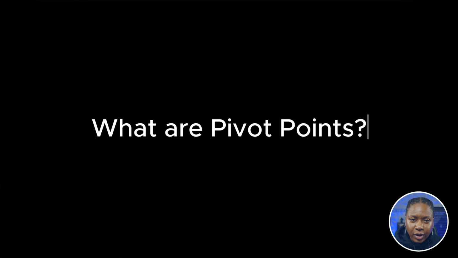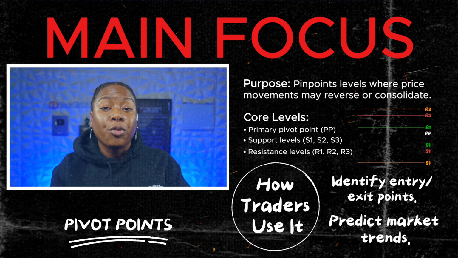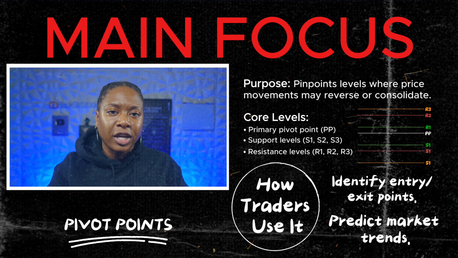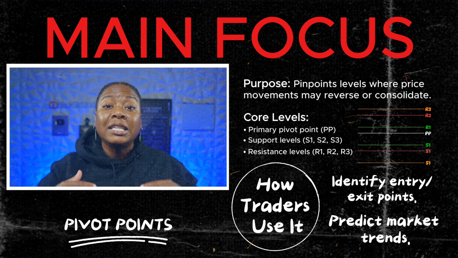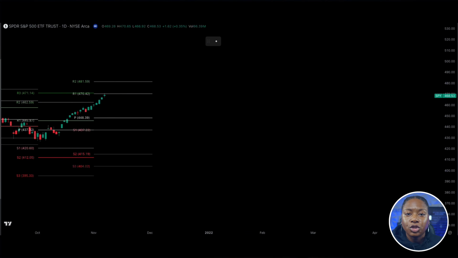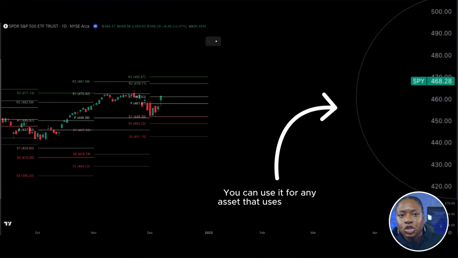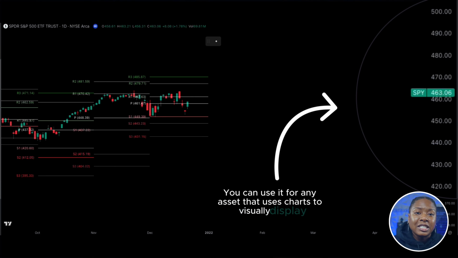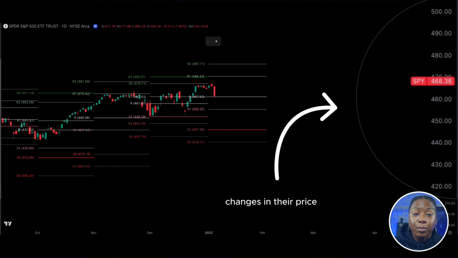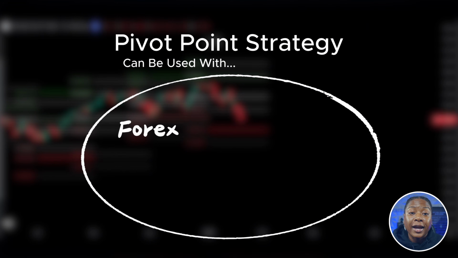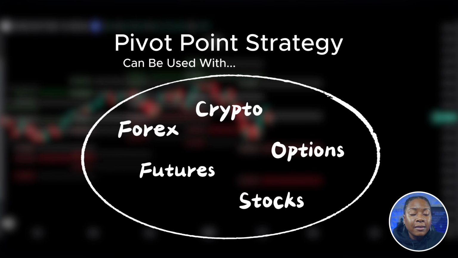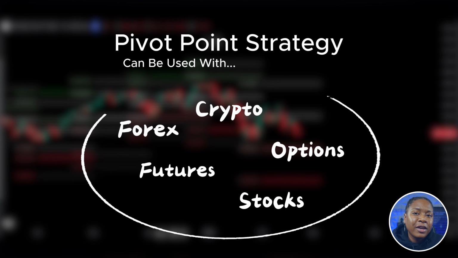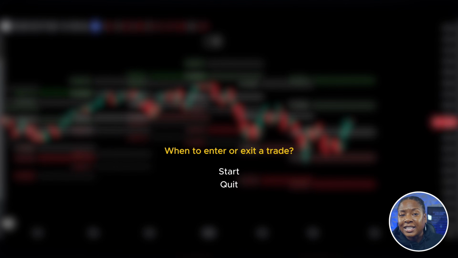What are pivot points? Basically, a pivot point is a tool that a lot of traders use to figure out key support and resistance levels. And pivot points aren't just something you can use for stocks, but for any asset that uses charts to visually display changes in price. This could be for Forex, crypto, options, anything. So by using pivot points, you can get a good feel for when to enter or exit a trade.